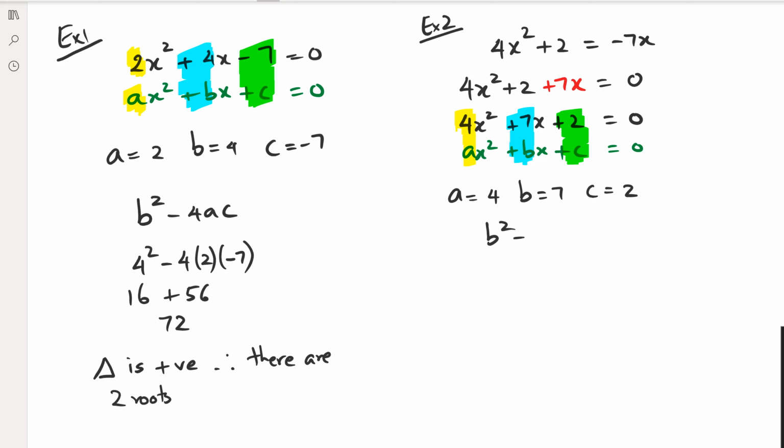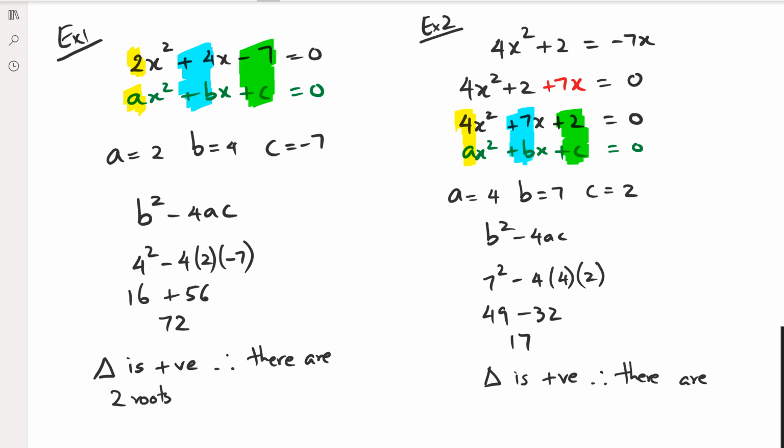So I'm going to work out what my discriminant is. b squared is, what have we got? 7 squared, so it's 7 squared minus 4 times a times c. So I've got 49 minus 16 times 2, which is 32. Then in this case, it's 17. So I say the discriminant is positive again. Therefore, those little 3 dots are just another way of saying therefore, there are 2 roots in this case.